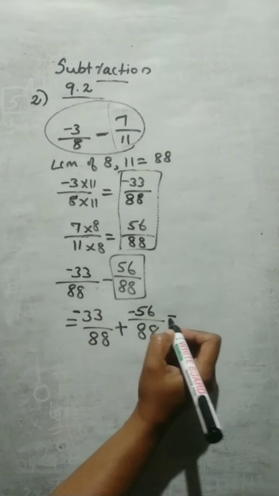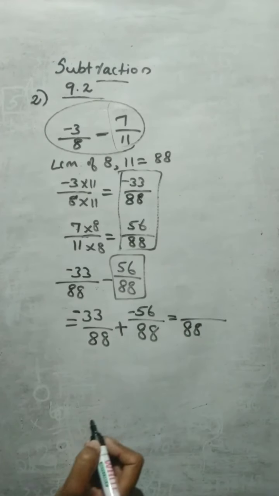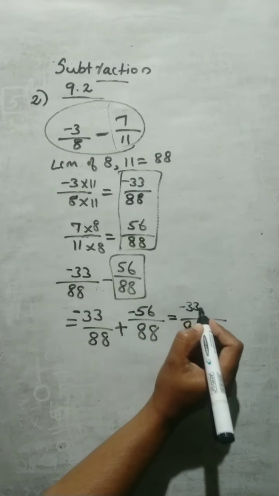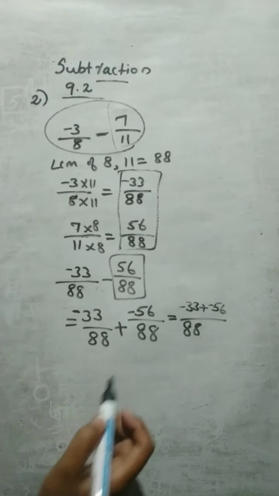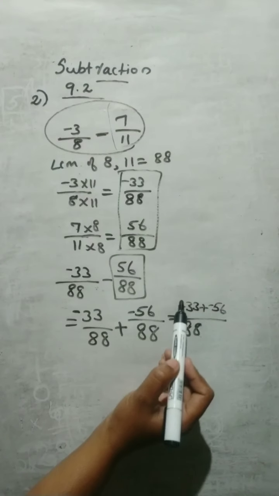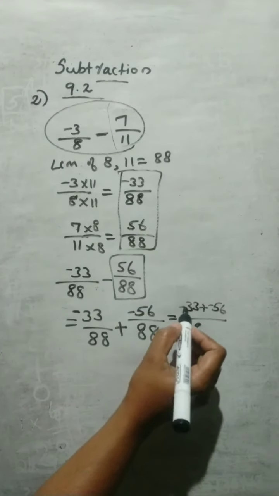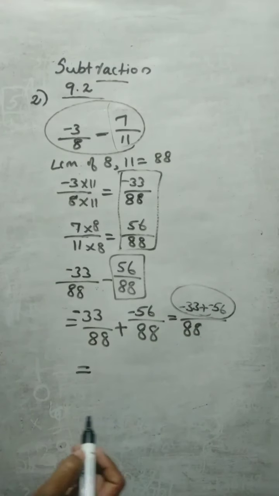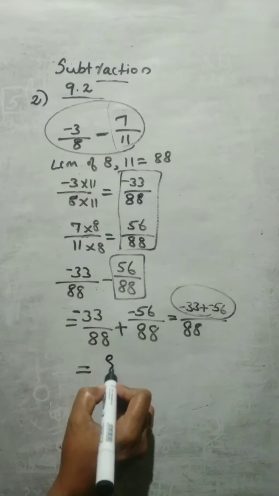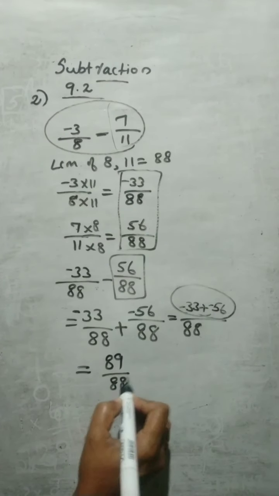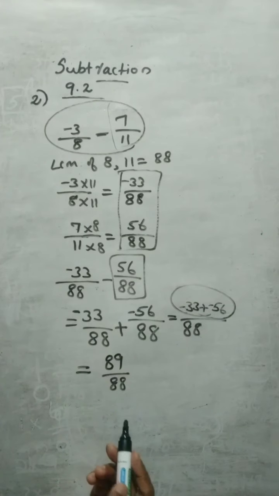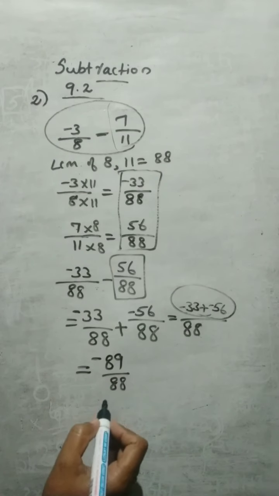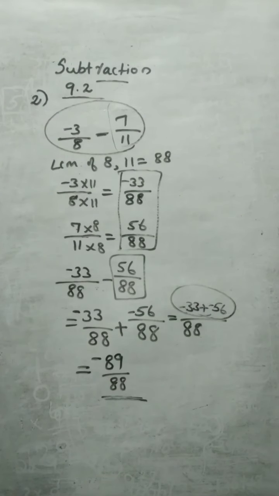Then write the denominator. After that, add 33 and minus 56. Here, listen, both numbers are negative, so add these two and write as the numerator. 33 plus 56 is equal to 89. 89 on 88. Here both are negative, so we have to keep the negative sign. Negative 89 on 88.